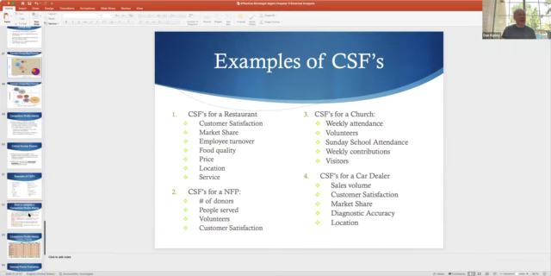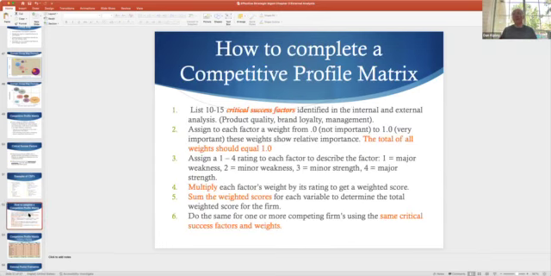First of all, we identify for that industry what are the most important factors, 10 to 15 of them. So we list them all down. And the way I do this when I'm doing a strategic analysis of a firm is I'll sit down with the principals of the firm. I'll sit down with the head of marketing, head of finance, head of operations, and we will all discuss what they feel are the most critical factors for their firm in that industry. And they actually come up with some really good ideas: product quality, brand loyalty, management, whatever they might be. So we list them. And then what we do is prioritize them.